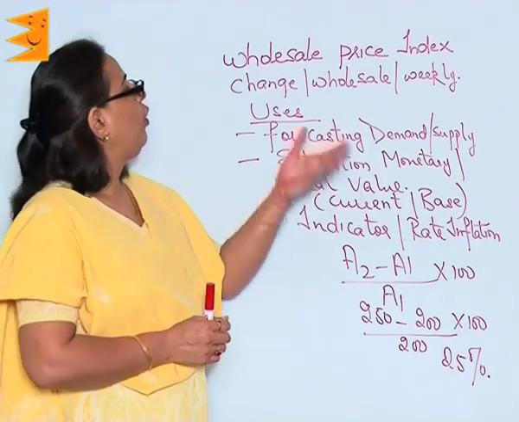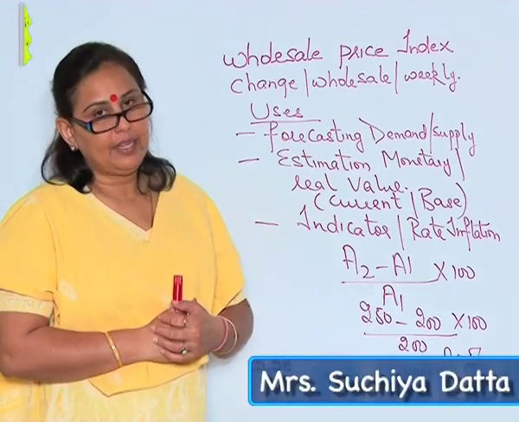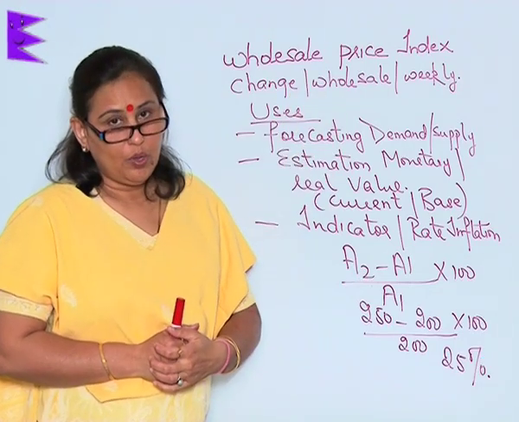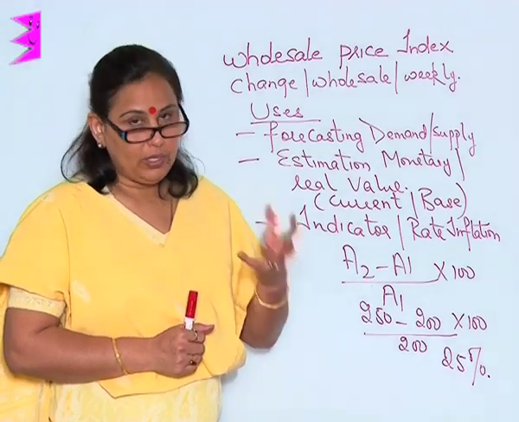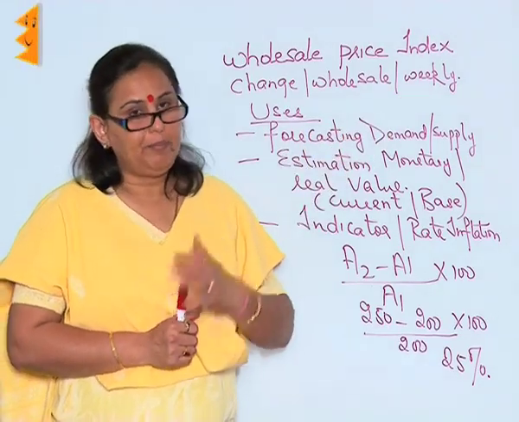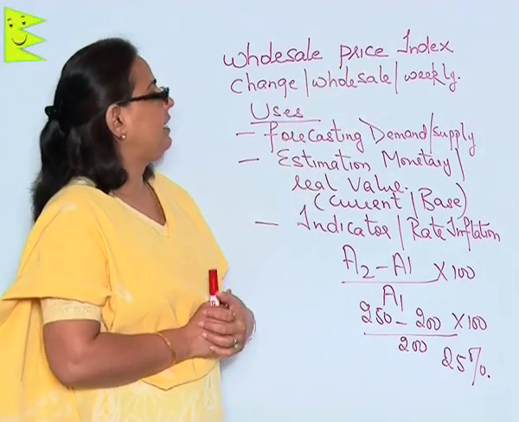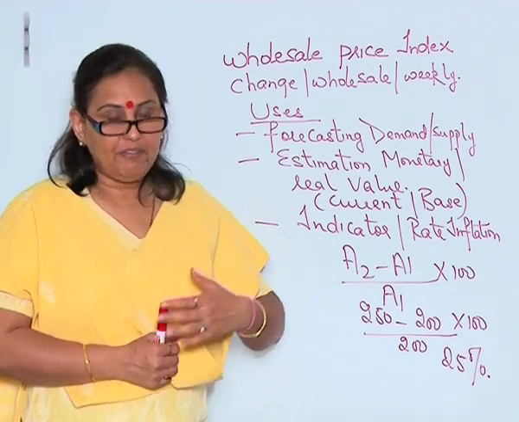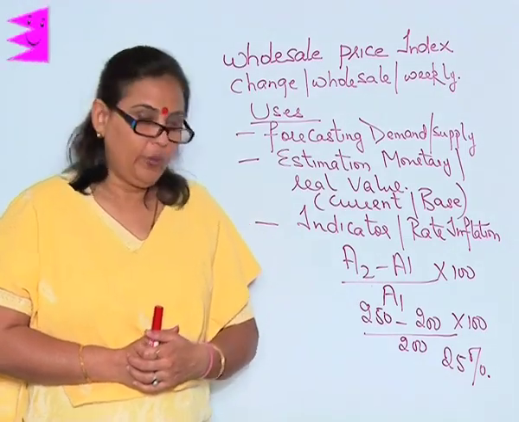The next is wholesale price index. Wholesale price index, as the name suggests, is in fact the change in the price of the commodities sold at wholesale prices, and this calculation is done on a weekly basis. So, in a nutshell, wholesale price index is an index which tells us about the change in the prices which have occurred of the commodities at the wholesale price, calculated weekly.